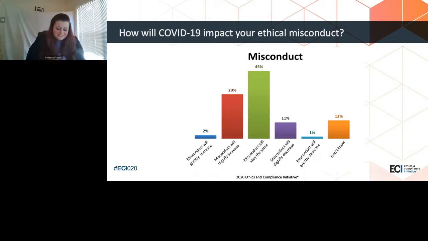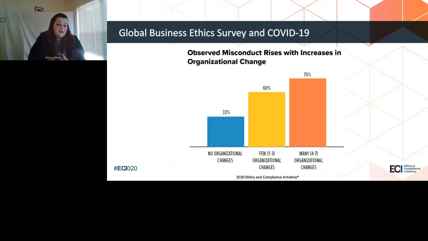One more quick switch on you. I want to look at the GBES and coronavirus. While the coronavirus is a very different type of organizational change from those measured in the GBES, the impact may be similar. GBES indicated that as organizations experience increased incidences of change, based on 0 to 7 types of change occurring within the same year, the rate of observed misconduct also rises.